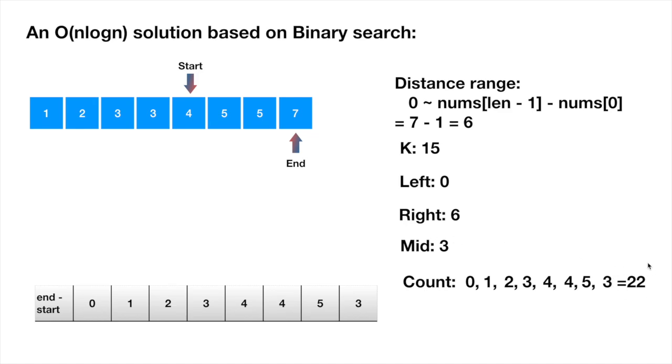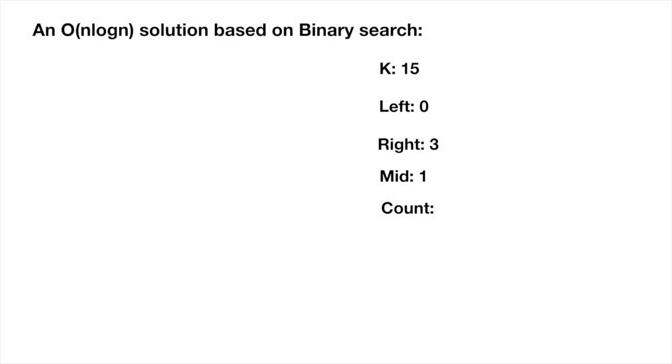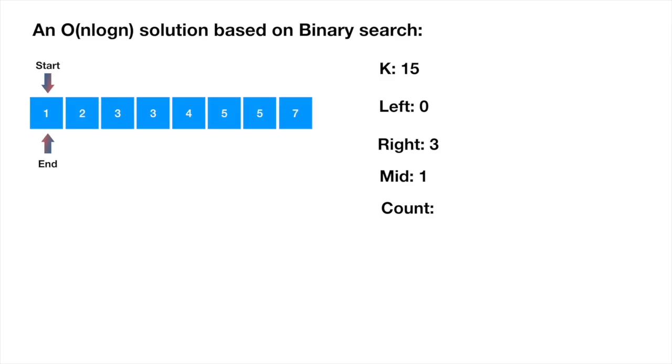Obviously, this count is bigger than k, so, just like a binary search, we need to reduce mid and try to find a smaller count. So the left pointer is still 0, and right should equal 3. So for mid equals 1, we need to find the distances which are smaller than or equal to 1. Still that array, start and end pointers are both pointing at index 0.